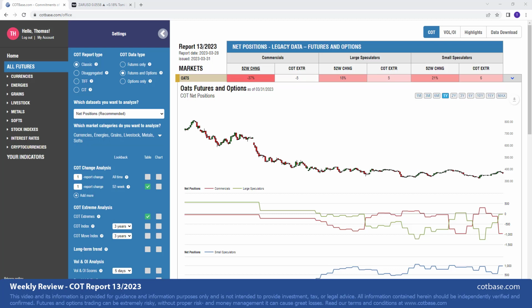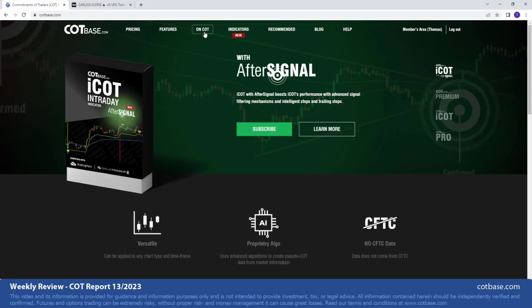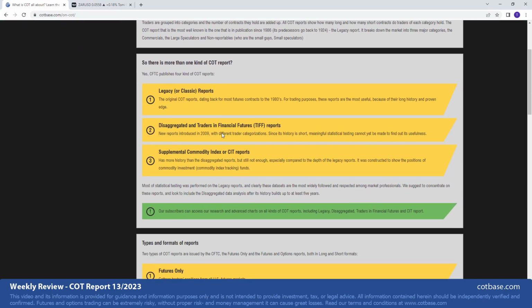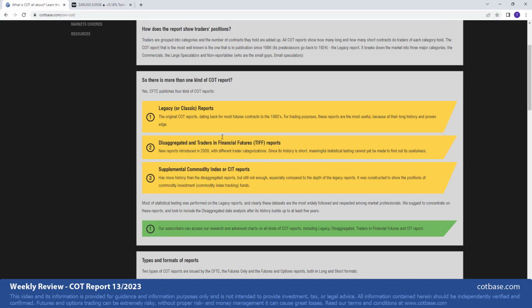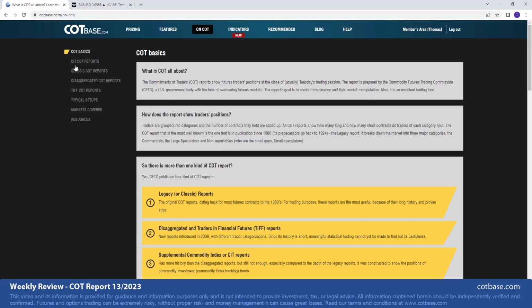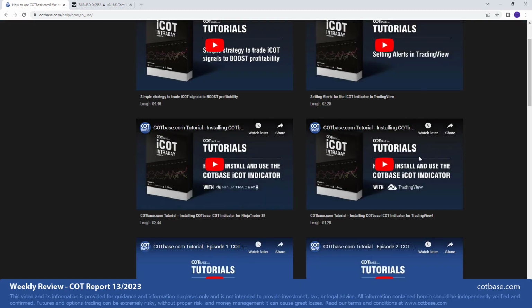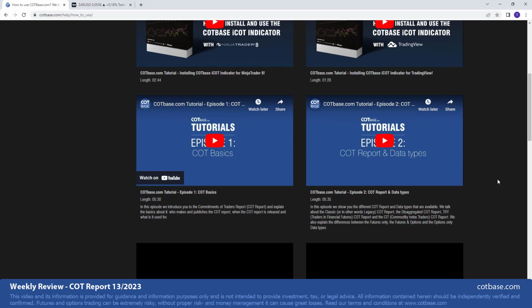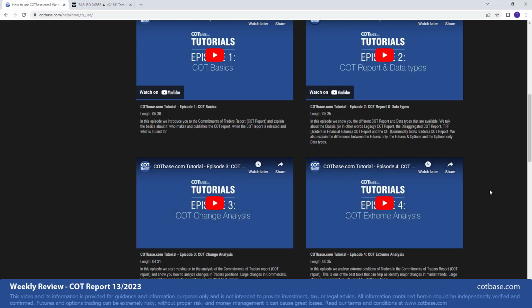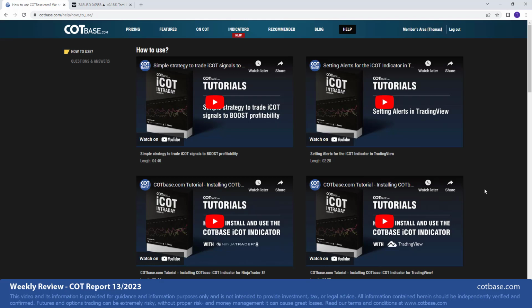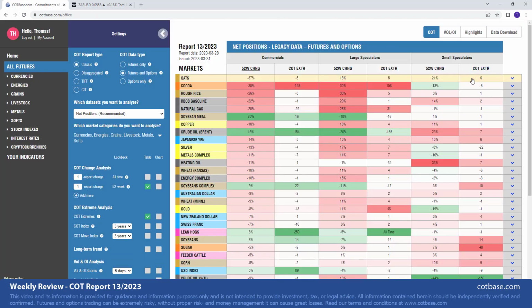And for those who are new to COT analysis, rest assured here at COTBase.com you will find a lot of educational material explaining what the Commitments of Traders report is all about and how you can analyze it, what sorts of reports there are. We do have some videos guiding you through the analysis process, step-by-step tutorials, how to benefit from COT analysis. It is very valuable information that the Commodity Futures Trading Commission shares with us on a weekly basis. So let's get back to the review.